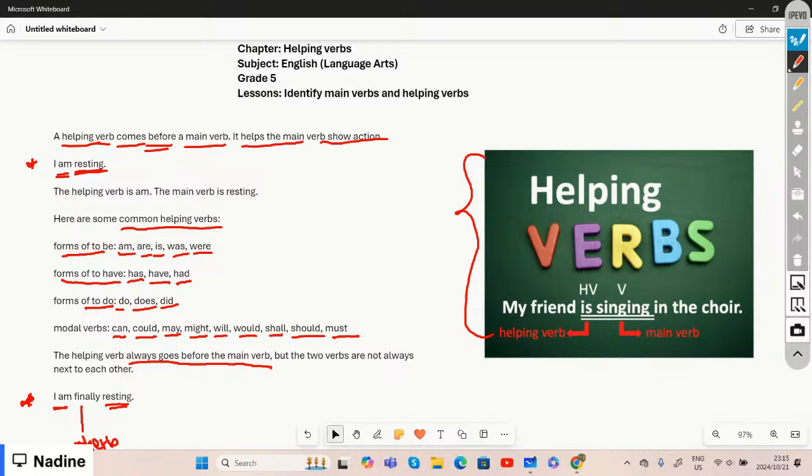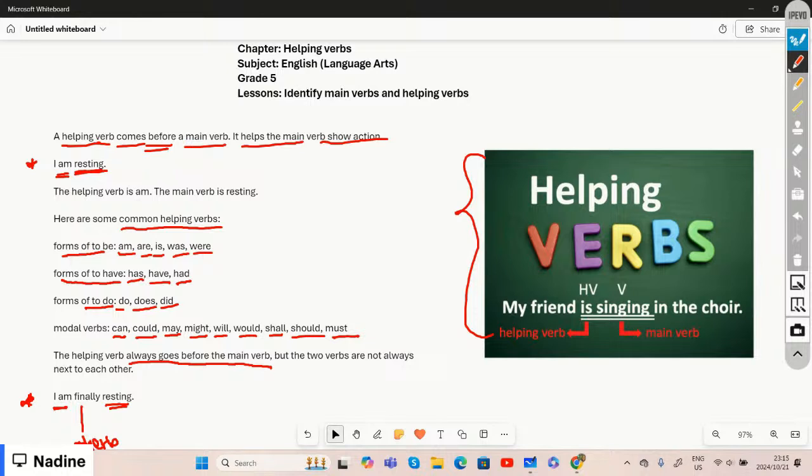All right. So we can then say, if we look at the sentence, it says, my friend is singing in the choir. So my friend is singing in the choir. If we identify the main verb within that sentence, we can say the main verb is singing, which is already underlined. So singing is the main verb.